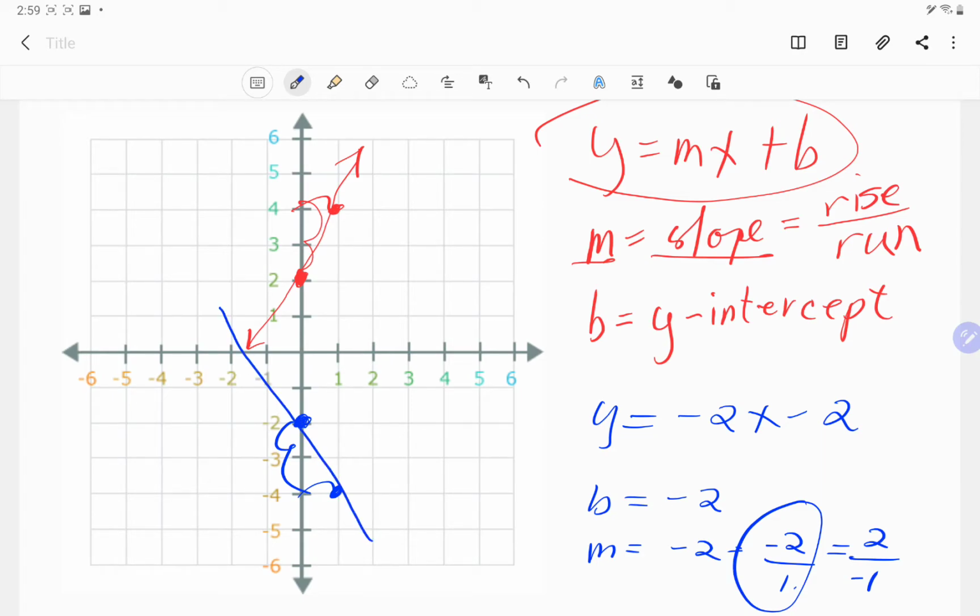Now if we use this slope, which is positive 2 over negative 1, the point should still lie on the same line. So positive 2 is a positive rise, which means it goes 2 units up, 1, 2, and then 1 unit to the left, which is this one. It's not a straight line as I drew it, but it should look like this.